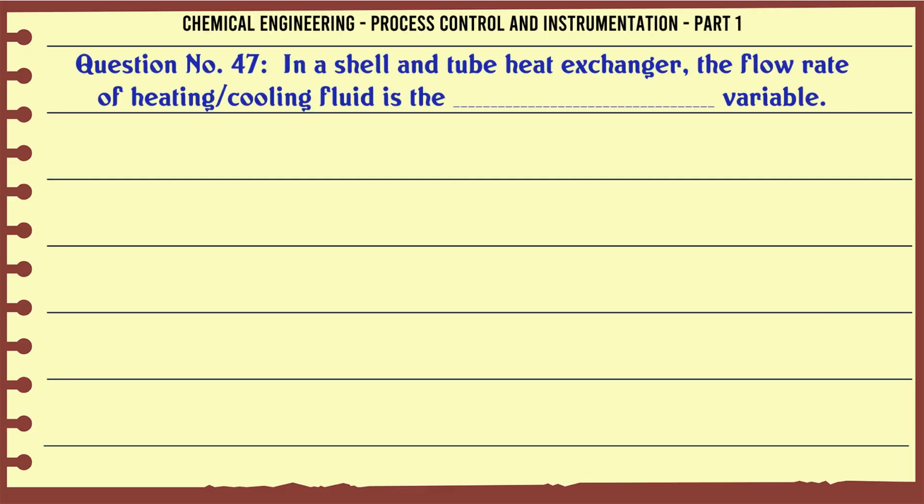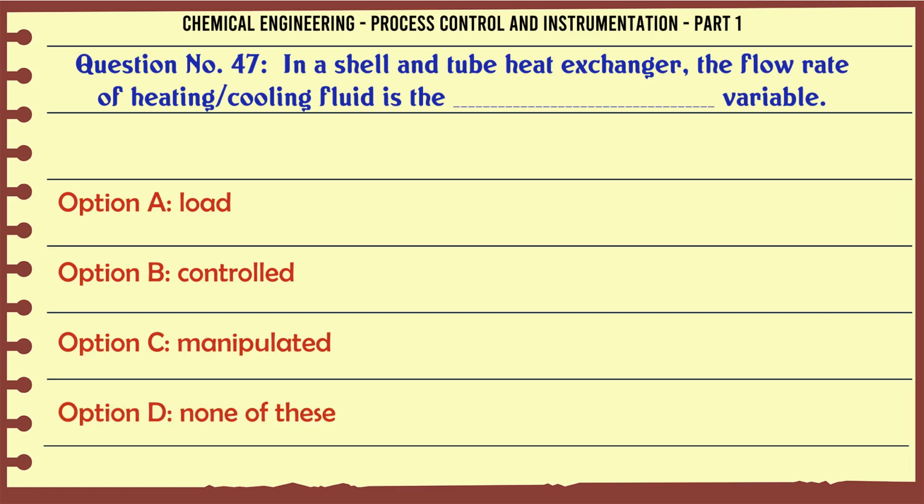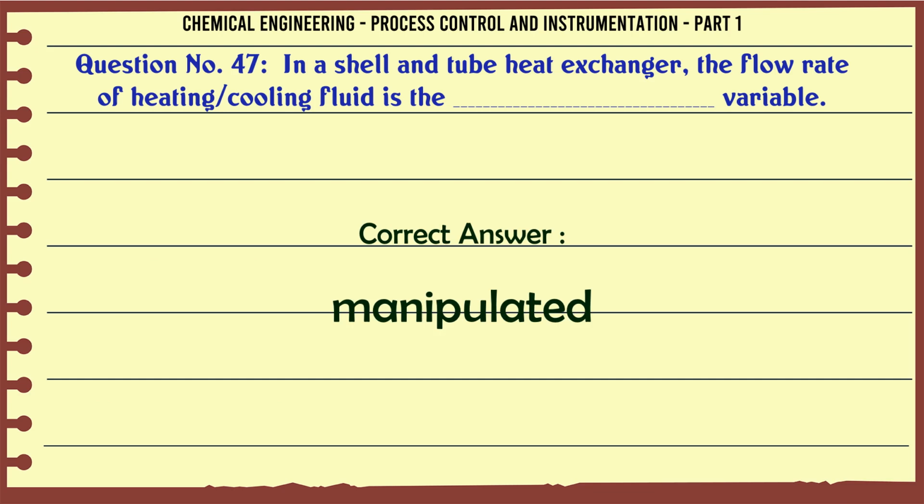In a shell and tube heat exchanger, the flow rate of heating or cooling fluid is the _____ variable. A. Load, B. Controlled, C. Manipulated, D. None of these. The correct answer is manipulated.